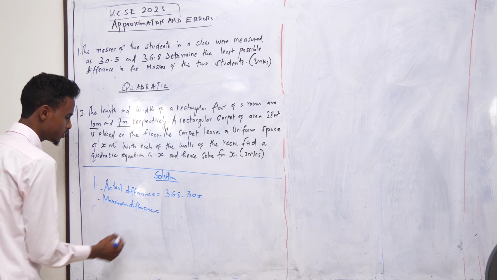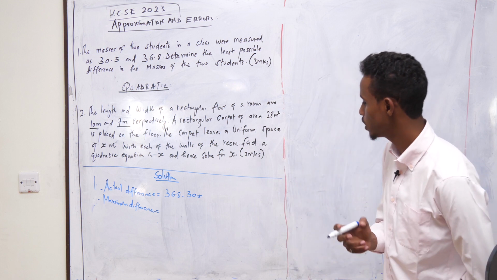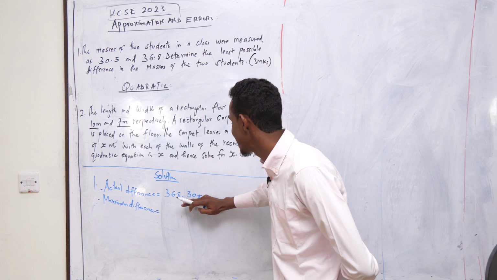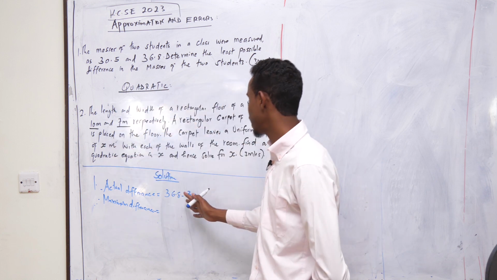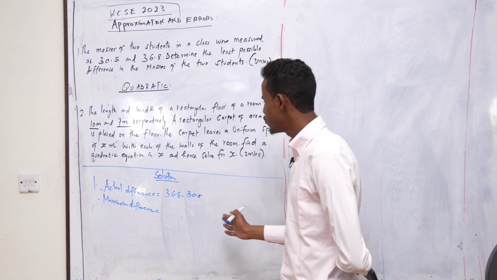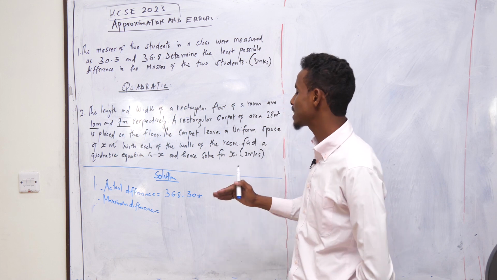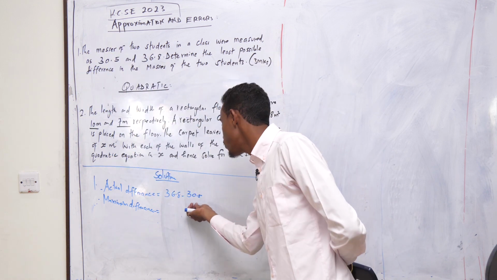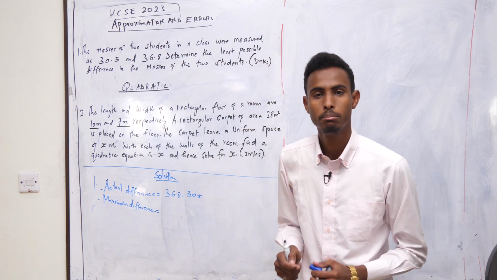Now class, for you to get the maximum difference in this case, what you need to know is, this is the number being subtracted from, and this is the number subtracting, right? If you want to get the maximum difference, you get the maximum value of the number being subtracted from, and you also get the minimum value of the subtracting number. Then you get the maximum difference.